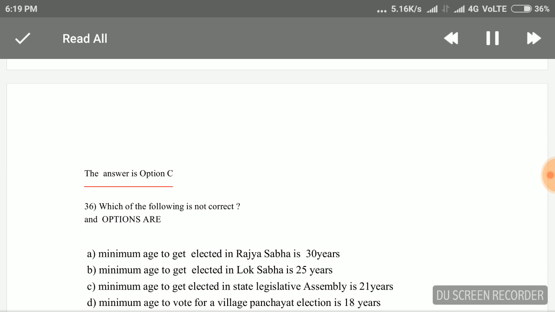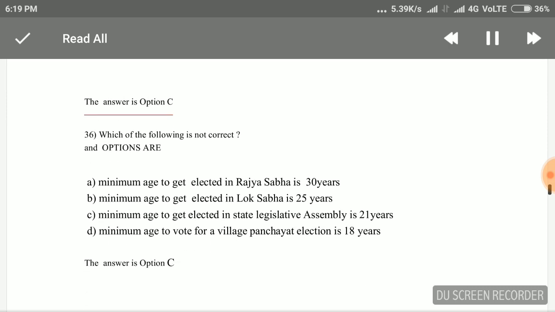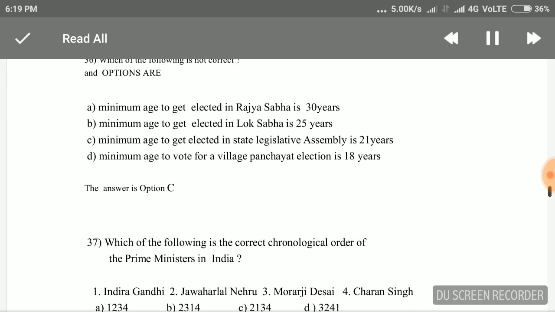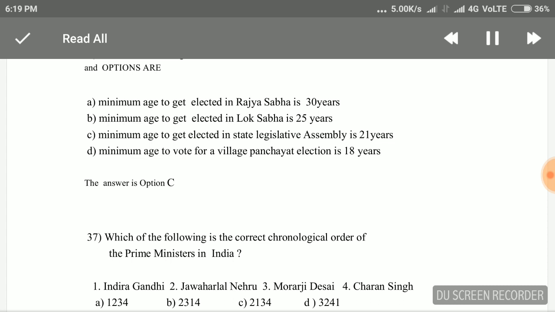36. Which of the following is not correct? Options are A. Minimum age to get elected in Rajya Sabha is 30 years. B. Minimum age to get elected in Lok Sabha is 25 years. C. Minimum age to get elected in State Legislative Assembly is 21 years. D. Minimum age to vote for a village panchayat election is 18 years. The answer is option C.